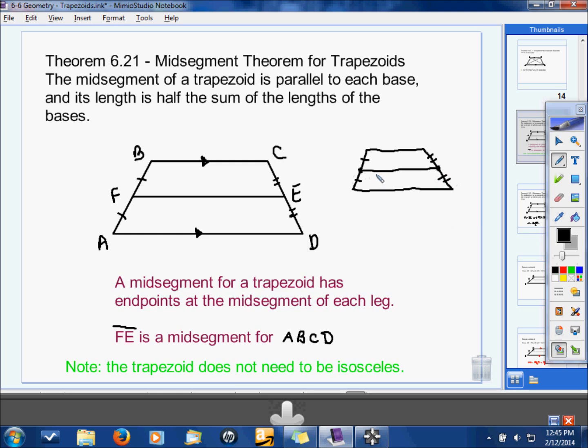Okay, the midsegment is actually just the segment that joins the midpoints for the two sides. All right, so FE is a midsegment for our ABCD trapezoid. The trapezoid does not have to be isosceles for this to work. This one almost looks like it's isosceles, but it doesn't have to be. It can be any trapezoid.